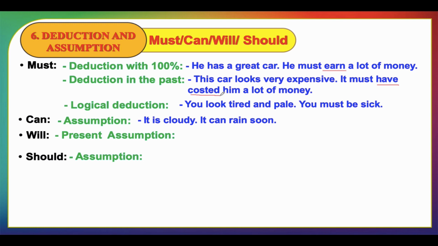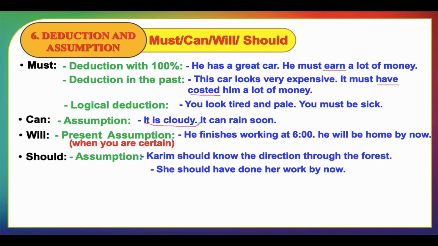Okay, for example, it could rain. It is cloudy, it can rain. The previous idea: it is cloudy. Well, present assumption. He finishes working at 6. He will be home by now. And we use present assumption when we are certain.